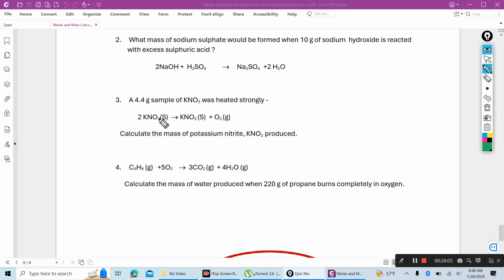Then potassium nitrate to nitrite 2:1. If you divide the moles of potassium nitrate by 2, you will get moles of potassium nitrite. After getting moles of potassium nitrite, mass will be number of moles of potassium nitrite times molar mass of potassium nitrite. You will get the mass of potassium nitrite.